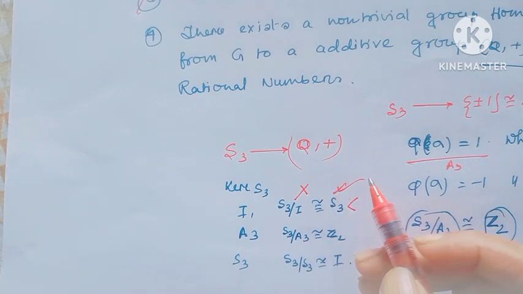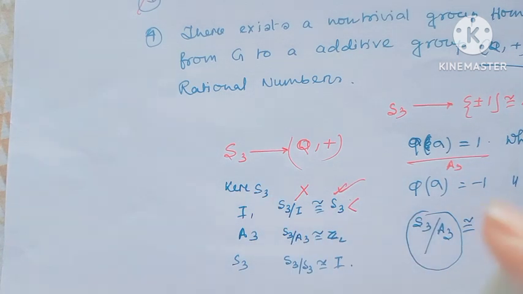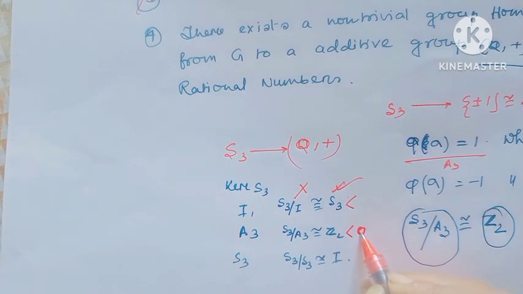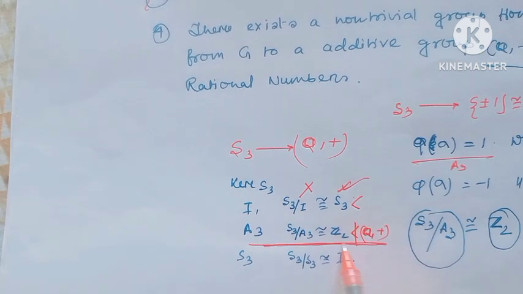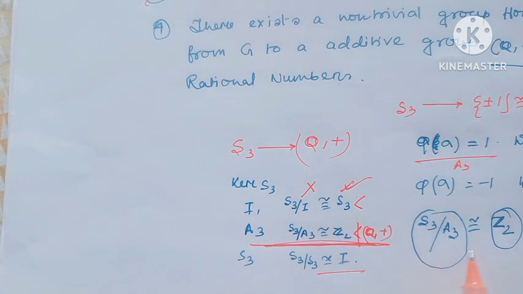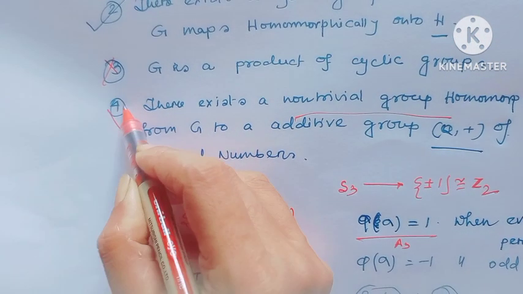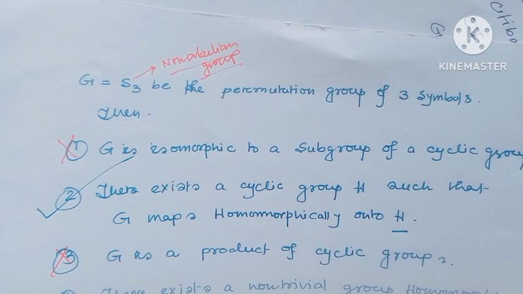In Q plus the only finite subgroup is the identity. The other subgroups are all of infinite order. So these types of subgroups in Q plus are not possible. So this type of non-trivial homomorphism cannot be possible, and this is the trivial homomorphism. This is possible, but here the question asks for a non-trivial group homomorphism, and this is wrong, because in Q plus the only finite subgroup is the identity, and the other subgroups are all of infinite order. So option 4 is also a wrong option. I hope all my viewers have understood this question.